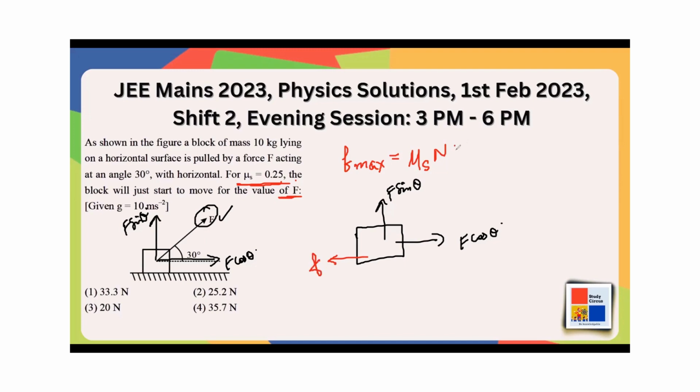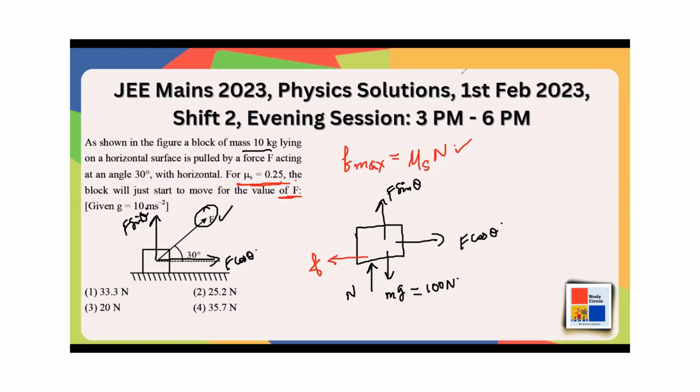The maximum value is going to be this much, right? 0.25 times the normal force, right? What are all the other forces? Now the normal force is upwards and the weight mg is downwards, right? So mg is downwards, mg is equal to the mass is 10, mg is 100 newtons, right? And theta is 30 degree.